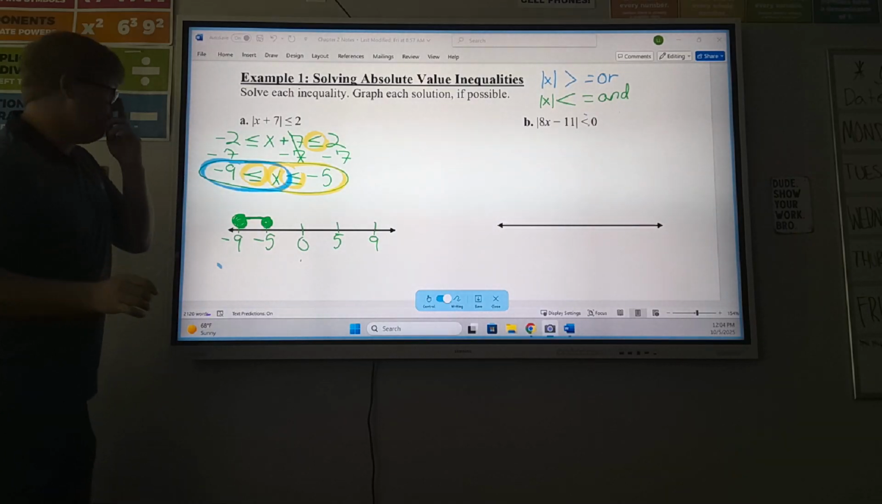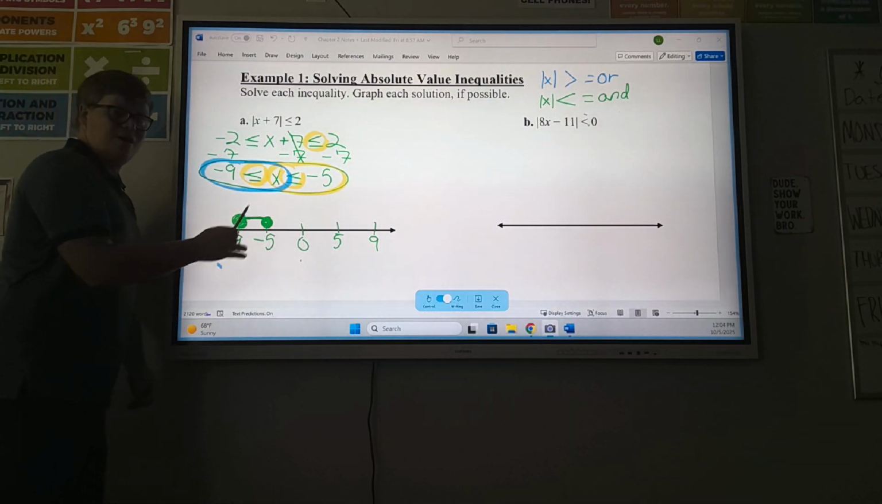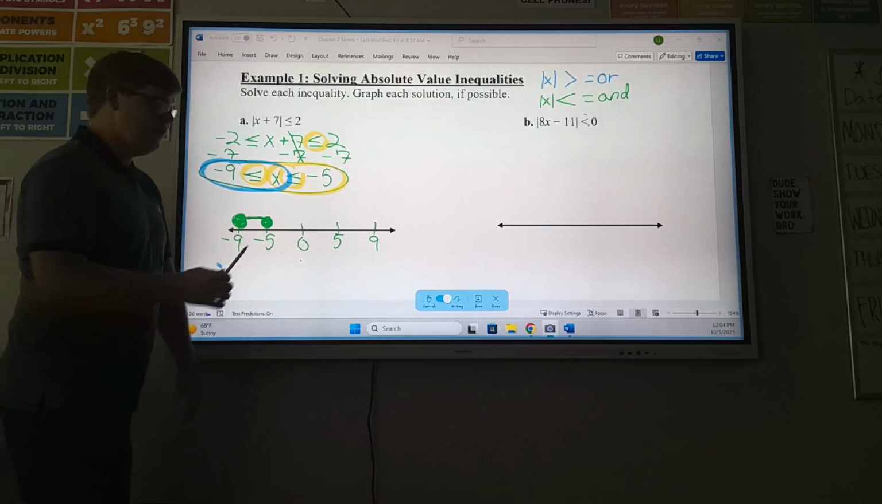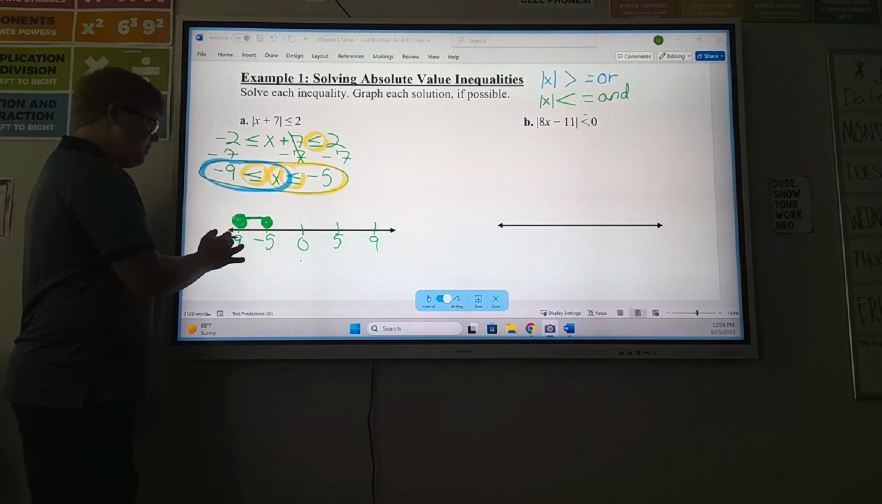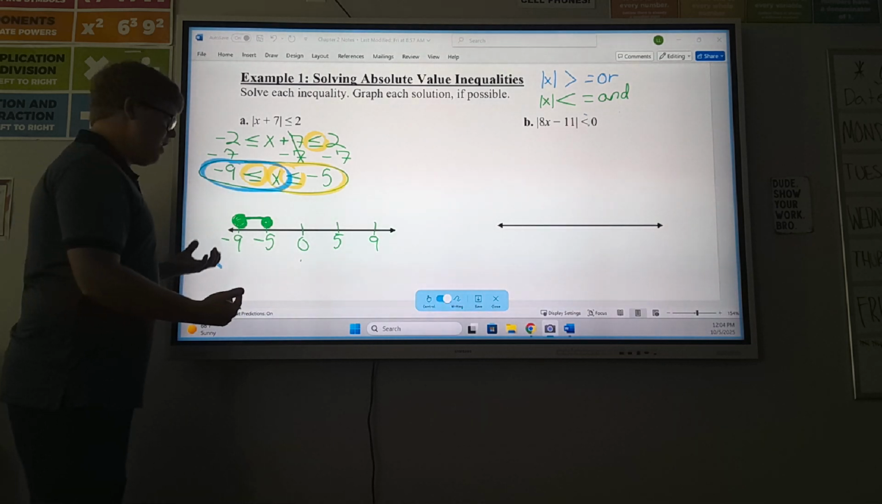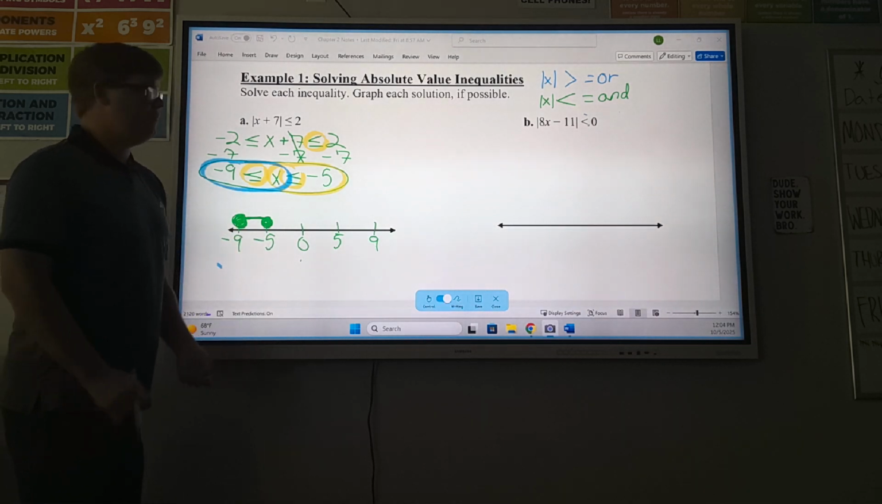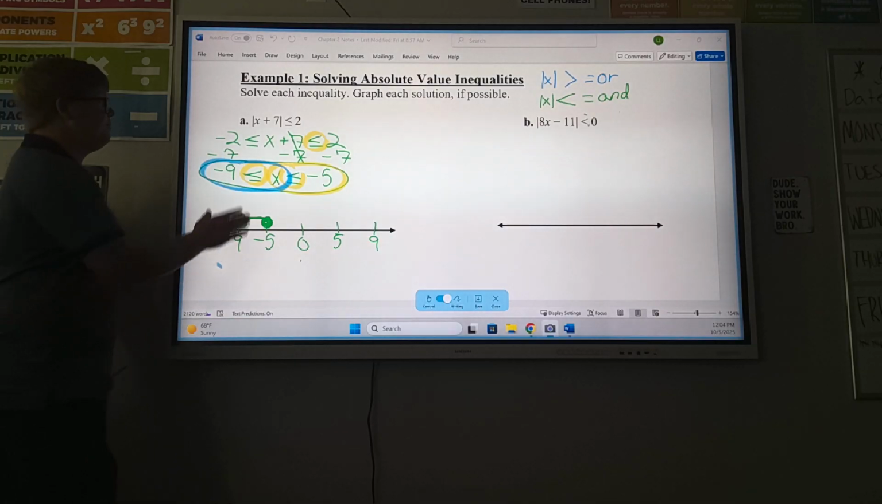The other option you can do is we know that the variable is greater, and if the variable is greater, then it always goes right. So our solution lies in between and including negative 9 and negative 5. All right, let's move on to the next one.